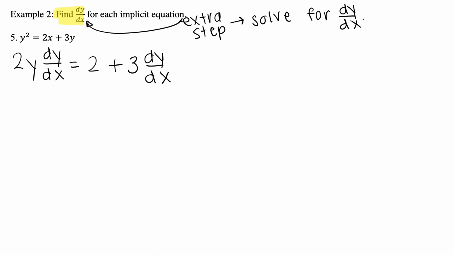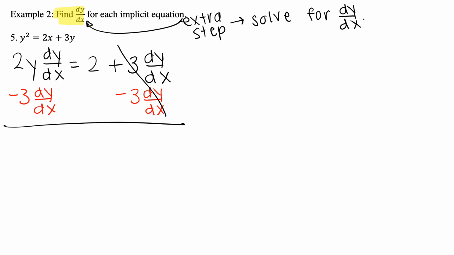From here, we actually want to isolate dy dx. So I'm going to subtract 3 dy dx from both sides. So I'm solving for dy dx just like I would any variable. So I'm left with 2y dy dx minus 3 dy dx equals, and on my right-hand side, all I have left is 2.